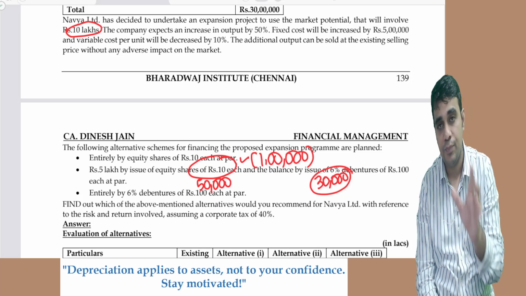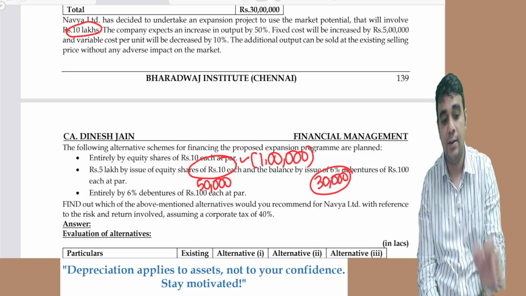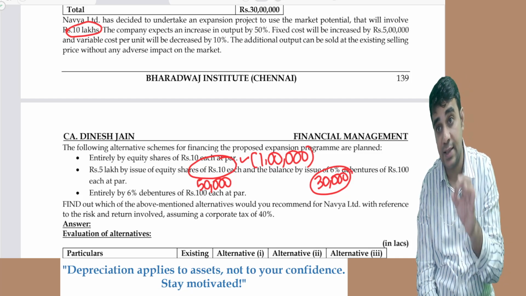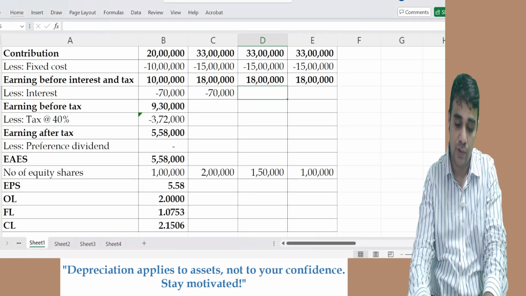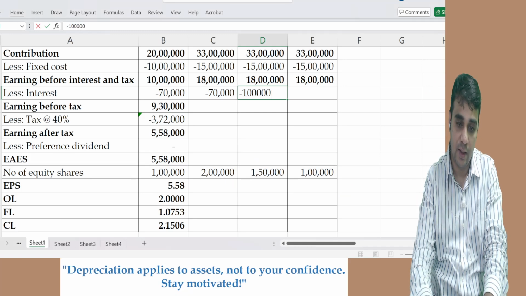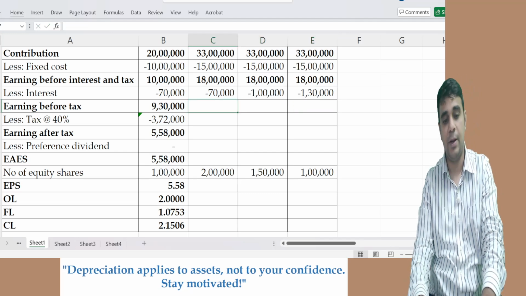5 lakh equity shares, balance 5 lakh, interest is to be paid. In the last alternative, entire 10 lakh at 6% interest. 70,000, another 31 lakh, 130. That's all. Complete the table.